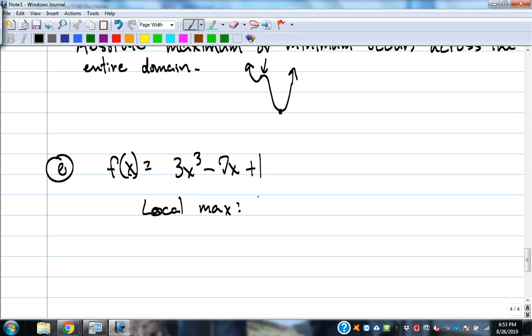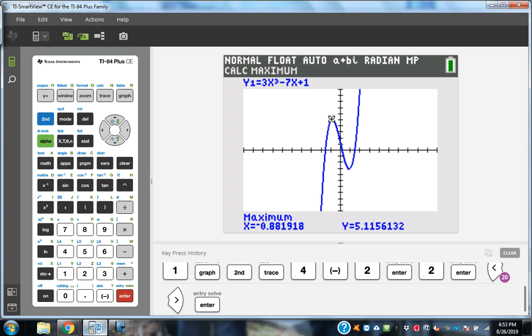Okay, so local max at (-0.882, 5.116). I'm going to find the local minimum as well using the calculator. I'm going to do it the same way.